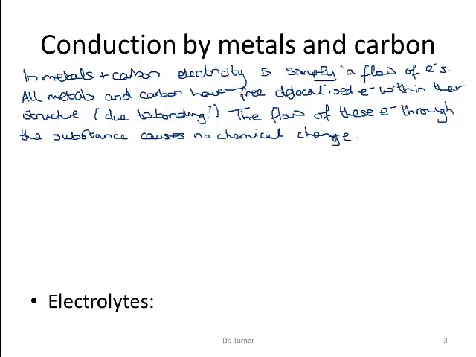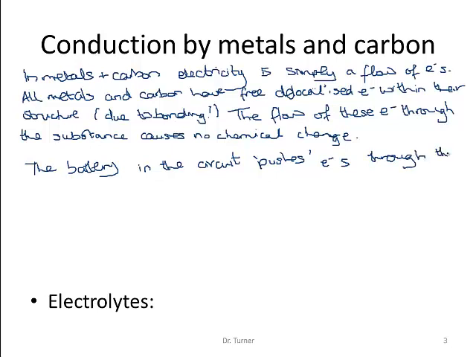So the battery in the circuit simply pushes electrons through the carbon or the metal that's been used as an electrode. And then when they get to the electrolyte, a chemical change can occur.